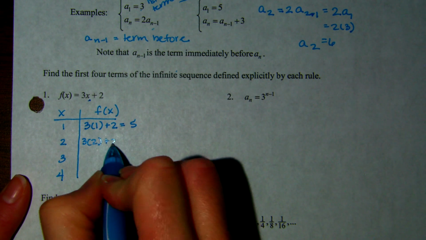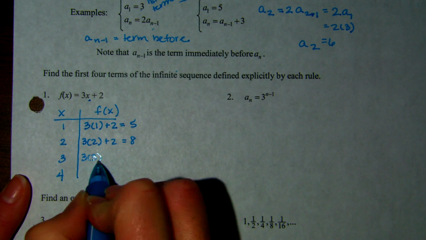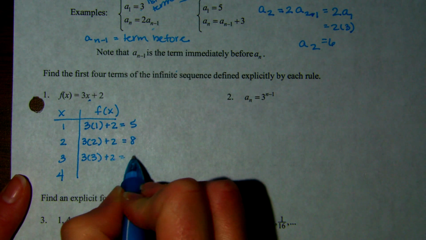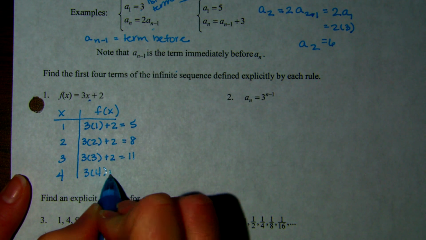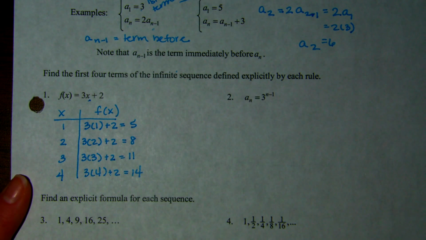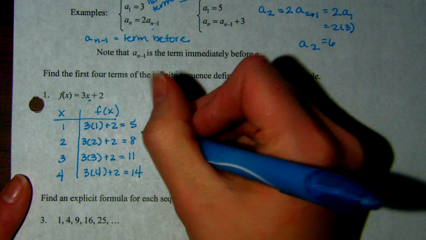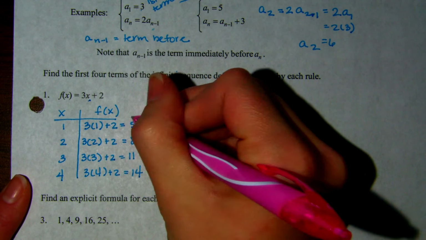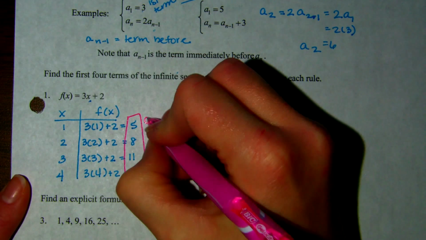3 times 2 plus 2 is 8. 3 times 3 plus 2 is 11. And 3 times 4 plus 2 is 14. And so these are the first 4 terms. This is our answer right here, the terms over here. This is our answer.